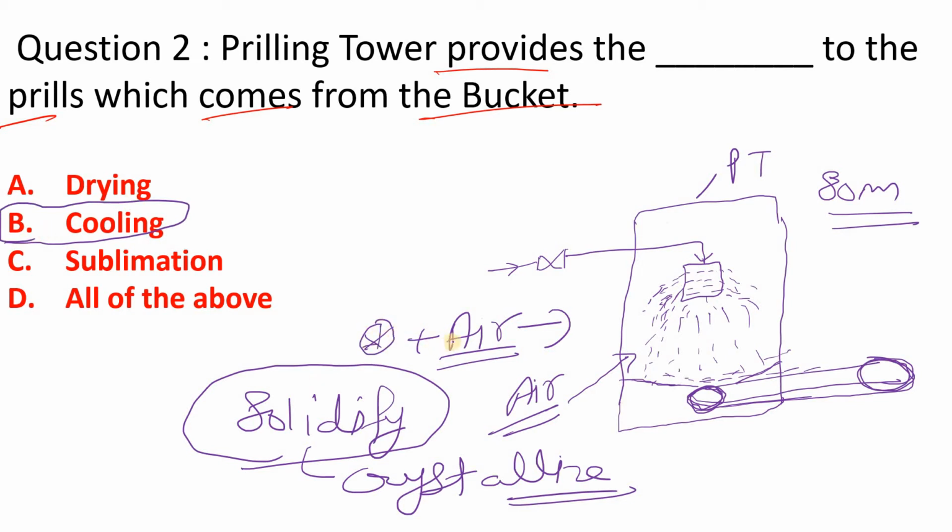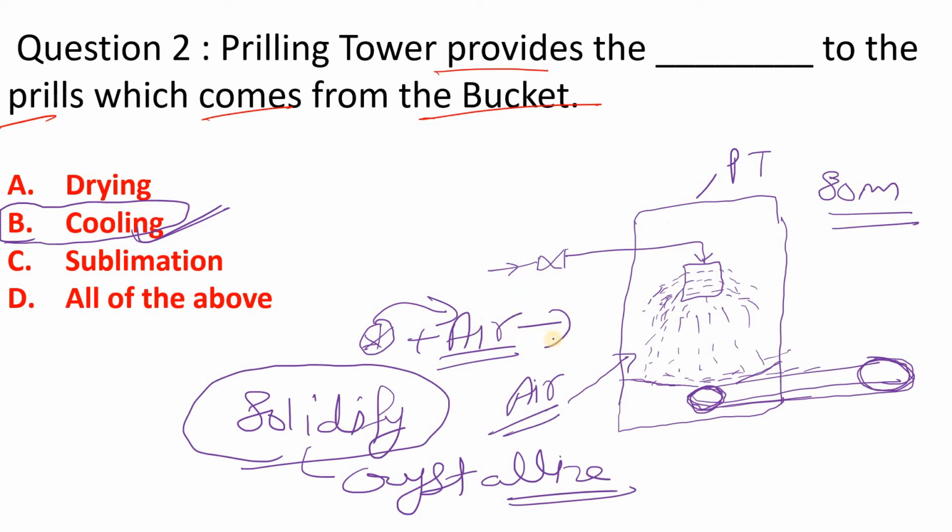When it comes in contact with the air, that is cool natural air we are sending from the bottom, or from the natural draft, it will transfer its latent heat into the air. Got my point? So the prilling tower mainly provides cooling, or you can say it solidifies the prills, or crystallizes the prills. This is a very important question which is asked in interviews.